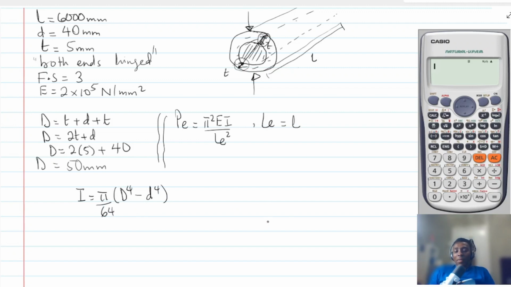So pay attention here. If it was just a single diameter, it would be pi d to the power 4 over 64. But this one is having an inner and outer diameter, so that's why we are doing this. So if you put everything in, it's going to be pi over 64 times 50 to the power 4 minus 40 to the power 4.